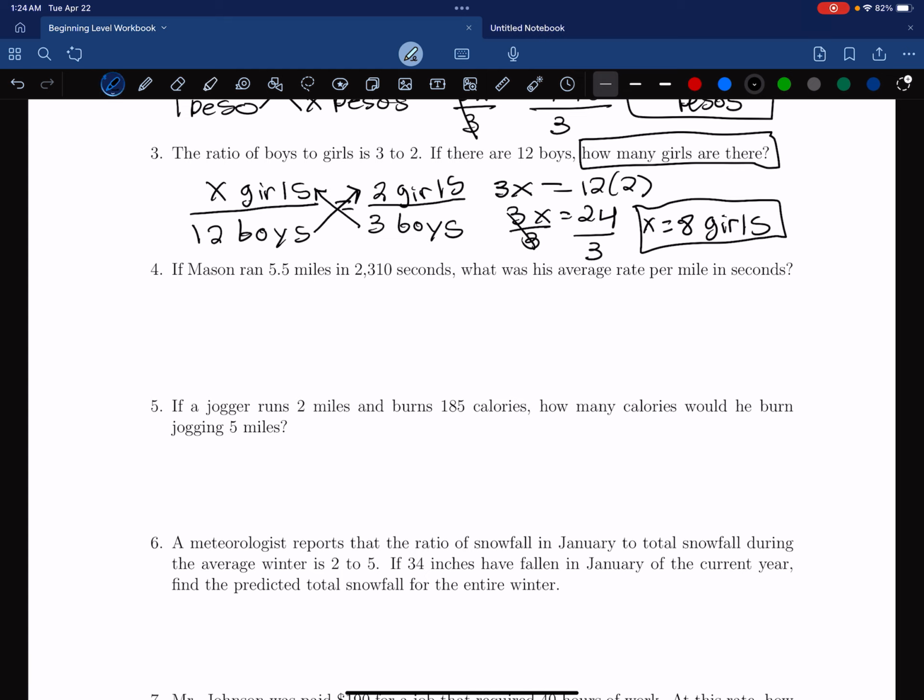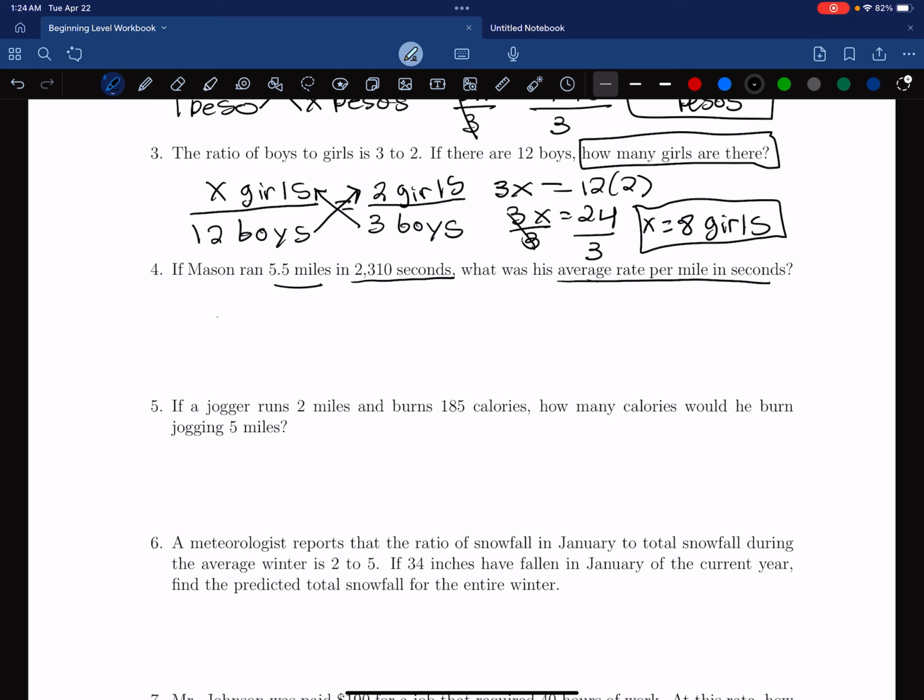Looking at example 4, I encourage you to pause the video and try this one on your own. Now let's work through it. If Mason ran 5.5 miles in 2,310 seconds, what is his average rate per mile in seconds?